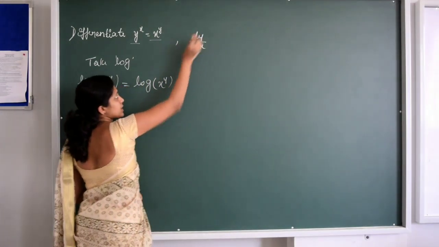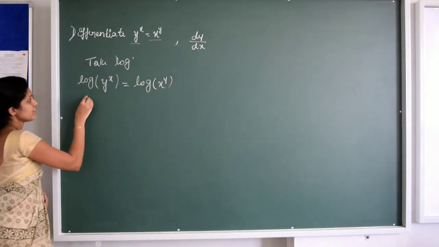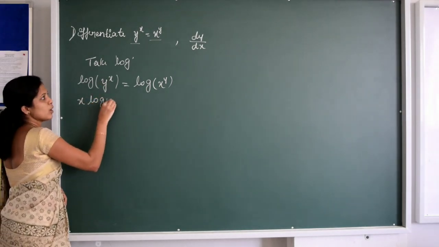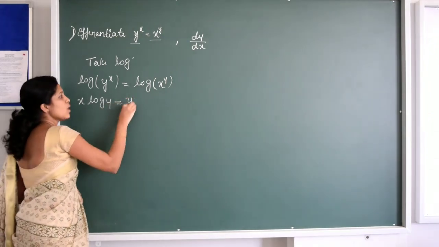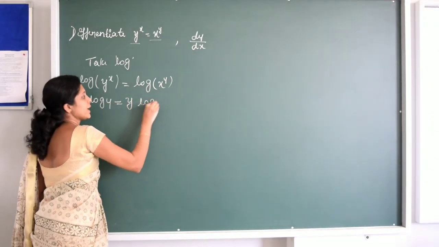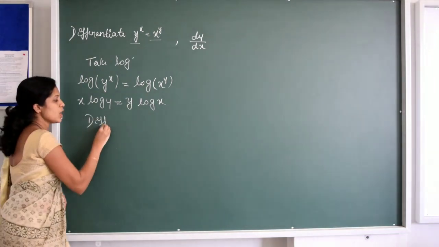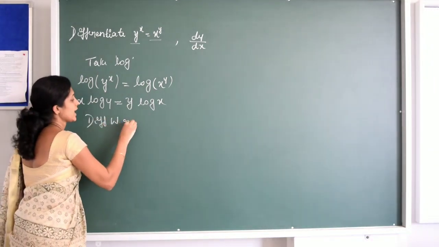So you are differentiating the function with respect to x. Now this is of the form log of m to the power n, so this is now x into log y, equal to y into log x. Now we can differentiate this, differentiating the function with respect to x.